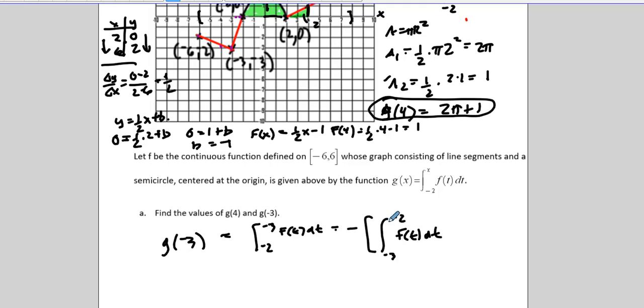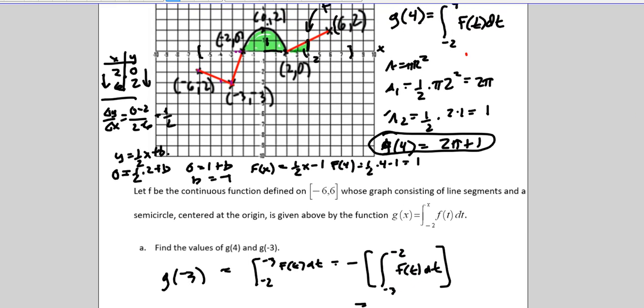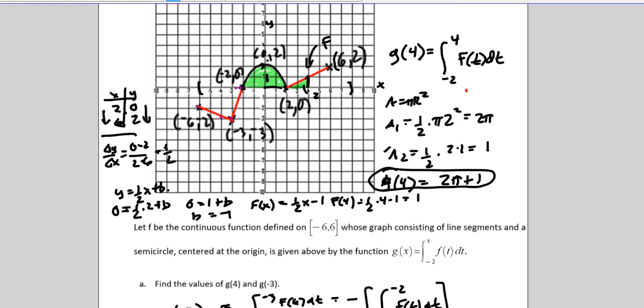So when I swap the upper and lower limits, I must put a negative sign out there. Okay, so now let's look at the geometry of the situation. From negative 3 to negative 2, we're talking about right here. And this one, I am just going to use the geometry. It goes right through these 2 points.